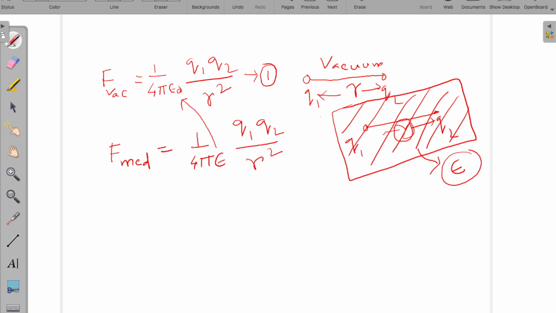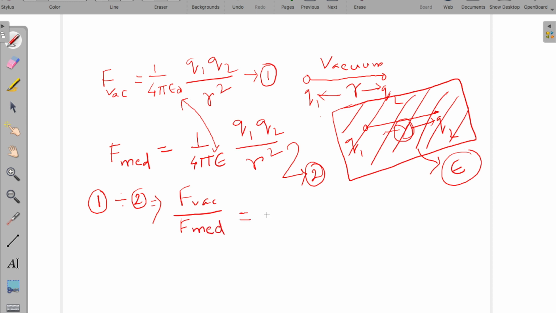So epsilon naught was for free space, and epsilon is for the medium. We call this equation 2. Now we take equation 1 divided by equation 2, which gives F vacuum divided by F medium. So we are just taking the ratio between these two forces. The vacuum force is 1 by 4 pi epsilon naught Q1 Q2 divided by R square, and below it will be 1 by 4 pi epsilon, and Q1 Q2 by R square remain the same.